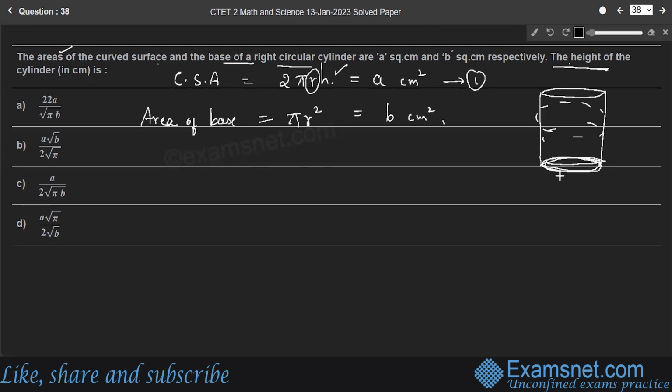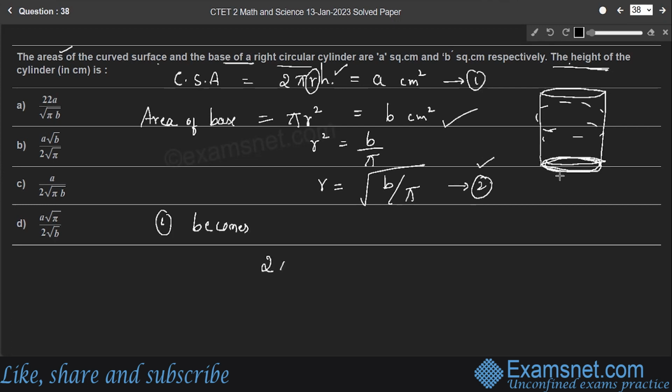For that, let us consider the area of the base. The area of the base is pi r square, which is b. Therefore, r square becomes b by pi. Therefore, r is equal to square root of b by pi. Consider this as equation 2. So let us substitute the value of r in equation 1. Equation 1 becomes 2 pi into r, which is root of b by pi, into h is a.